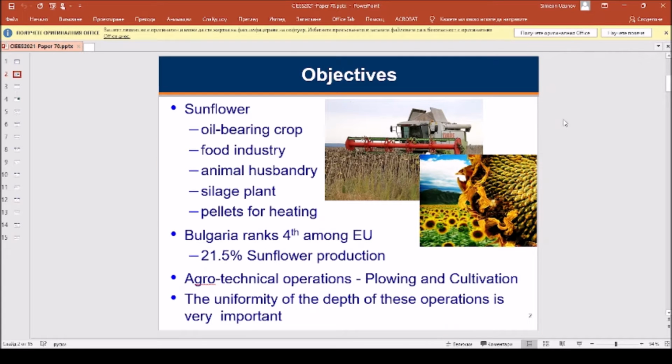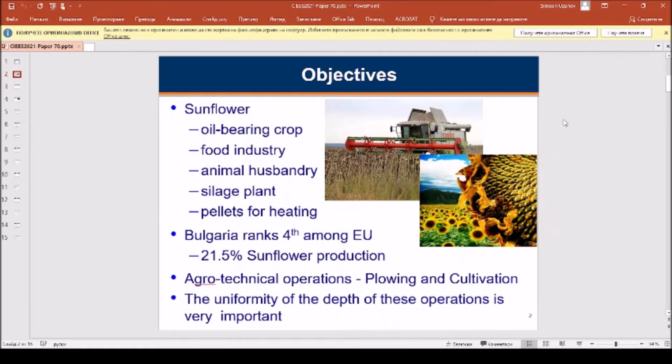Objectives: Sunflower is an oil-bearing crop used in the food industry, in animal husbandry, as a silage plant, and in the last decade it has become widespread in the production of pellets for heating. Bulgaria ranks fourth among European Union countries with 21.5% of total sunflower production.